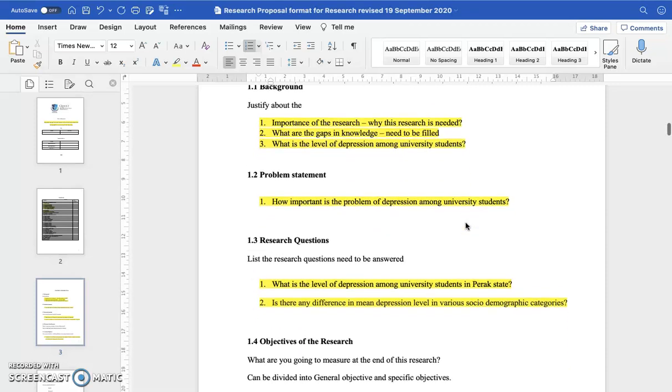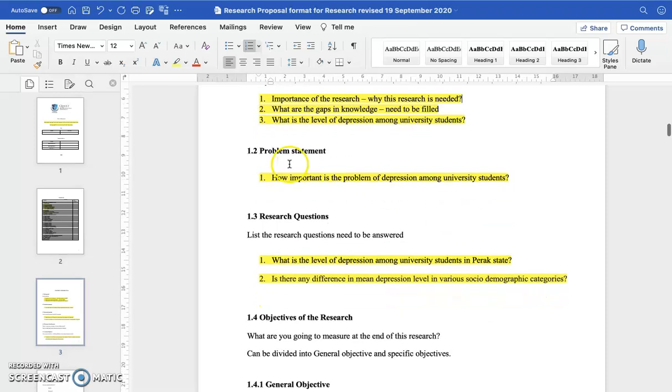After the background, you have to type the problem statement. How important is the problem of depression among university students? You have to quote some references. According to a study done in Selangor, this much percentage of college students were depressed. According to a study done in Singapore, this much percentage was depressed.